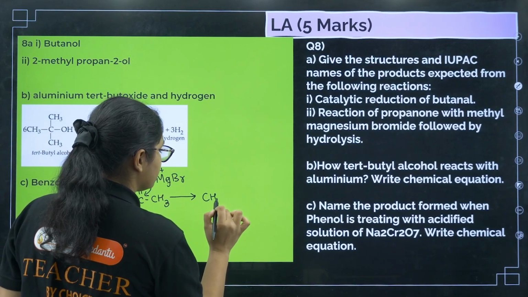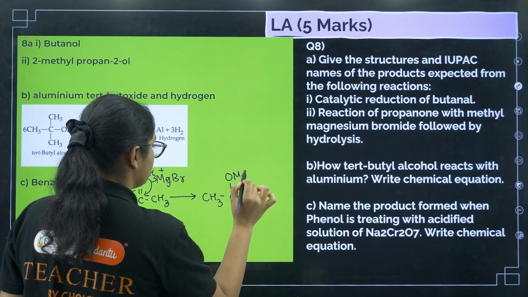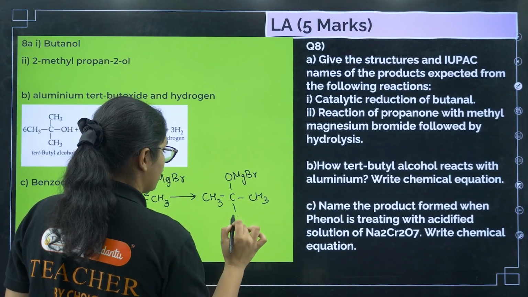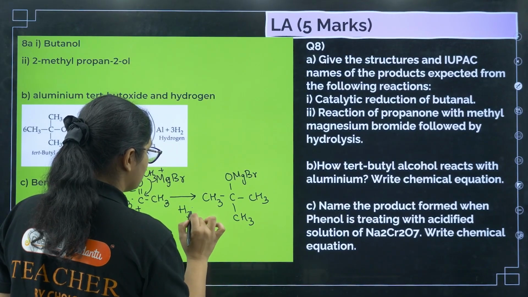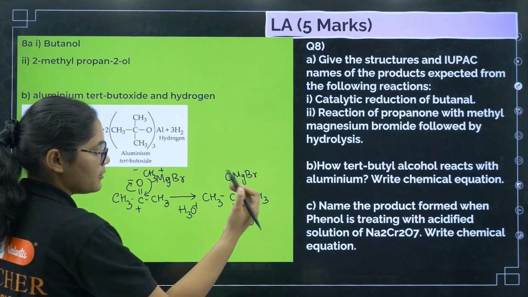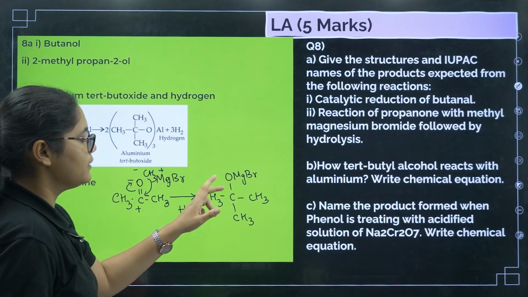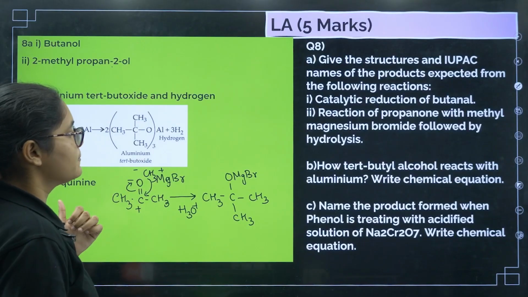So initially I will get CH3CO-MgBr, then I have CH3, and then I have CH3. Then after that, if I do hydrolysis, what will happen? This OMgBr will get converted to OH. So what will I get? 2-methyl propan-2-ol. Okay, so that is 2-methyl propan-2-ol.